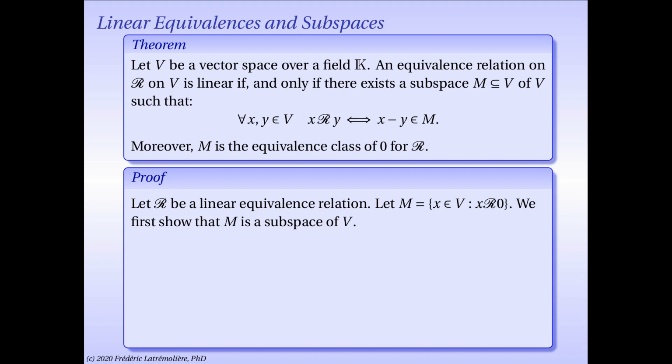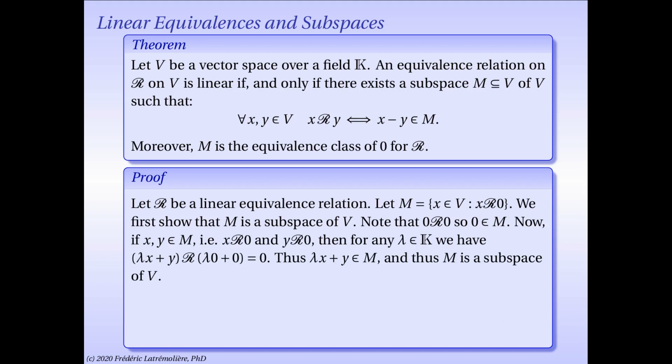So we are going to prove this very important theorem for this lecture. Let's start our proof with a linear equivalence relation on V, and let M be the equivalence class of 0. I'm going to first show that M is a subspace of V. First note that since equivalence relations are reflexive, 0 is equivalent to 0, so by definition 0 is an element of M.